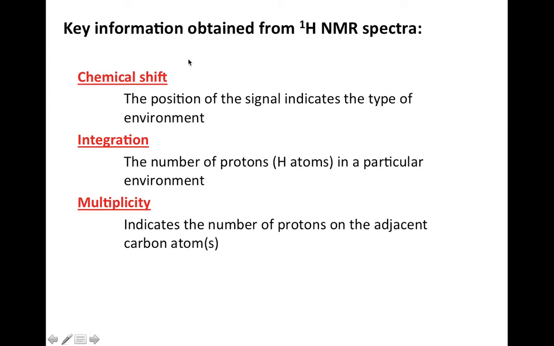Okay, so just to sum up, I've told you a little bit about what chemical shift is. That's the position on the x-axis, which indicates the chemical environment that a hydrogen is in. And I've also talked about the integration, which is proportional to the number of hydrogen atoms in a particular environment. We'll get on to the last point in class later on.